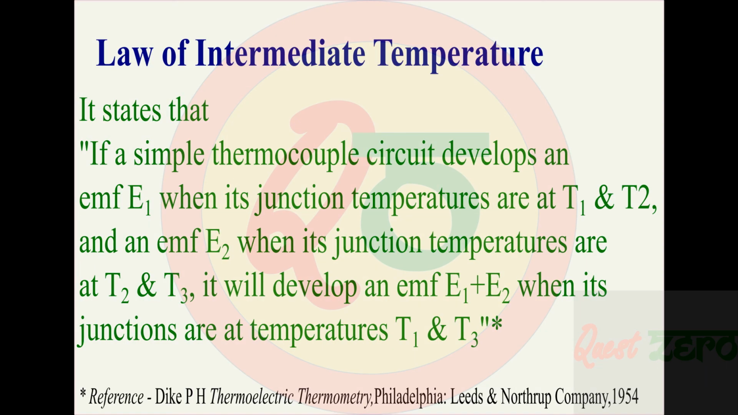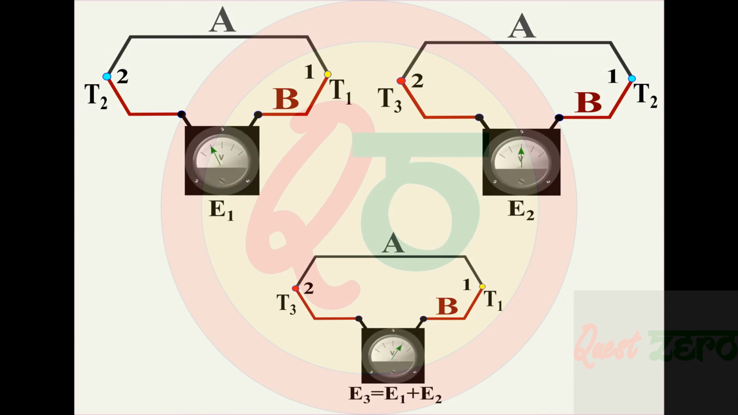So the next law, the law of intermediate temperatures, states that if a simple thermocouple circuit develops an EMF E1 when its junction temperatures are at T1 and T2, and an EMF E2 when its junction temperatures are at T2 and T3, then an EMF equal to the sum of EMFs of the previous two arrangements will result when the junction temperatures are at T1 and T3. So this diagram will give you a better idea.